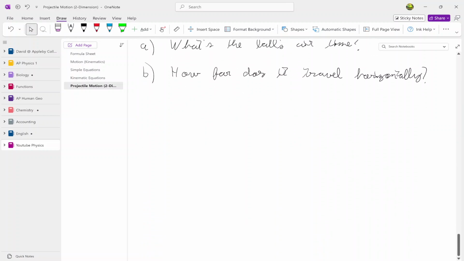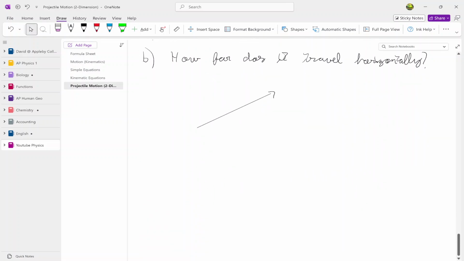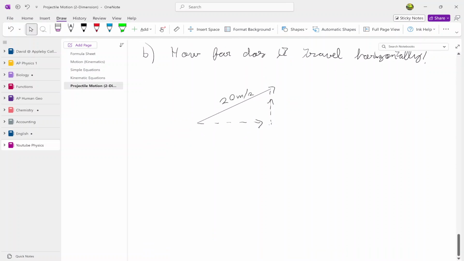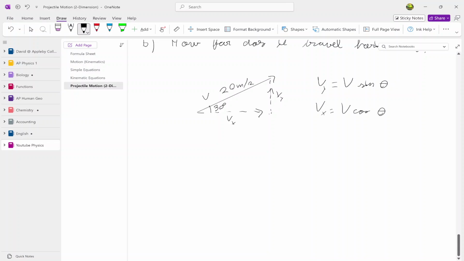So let's first draw this diagram. The speed is 20 meters per second. Then let's break it down. Make sure that these lines are dotted and with arrows pointing in the correct directions, or else you might get marked down. So we have vx and vy, and then this is v. If you remember the equations, vy equals v sine theta, and vx equals v cos theta. The angle is 30, so we can find these out quite easily.